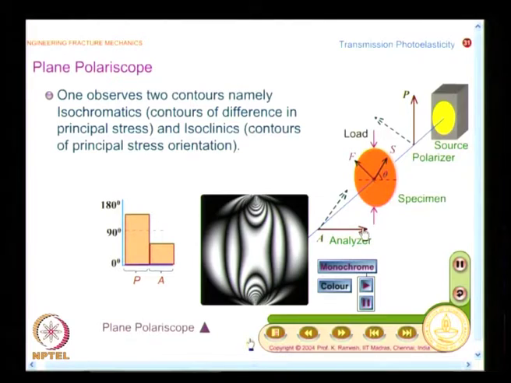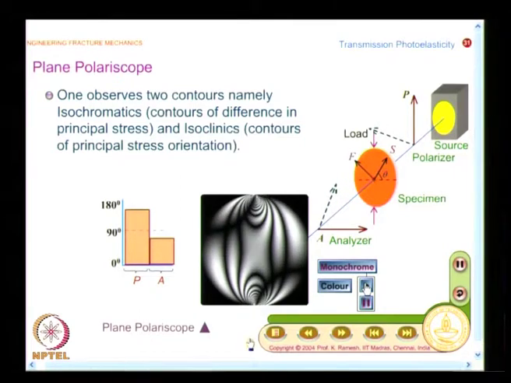We also saw another possibility: when the polarizer and analyzer axes coincide with the fast and slow axes of the model, whatever light comes is cut off by the analyzer, and you see the contours of isoclinics. When we rotate this crossed polarizer-analyzer combination, we find the isoclinics move over the model. But you have to ask, you have done a course in strength of materials.